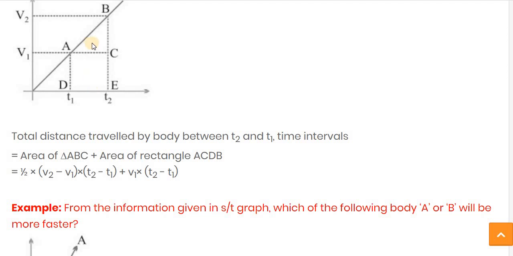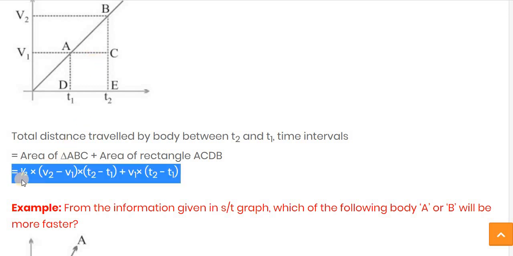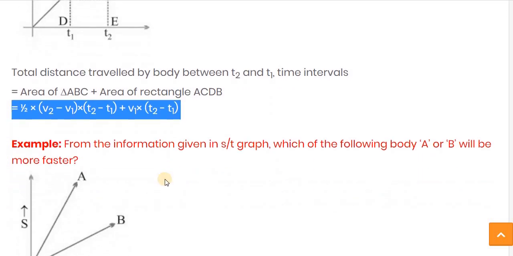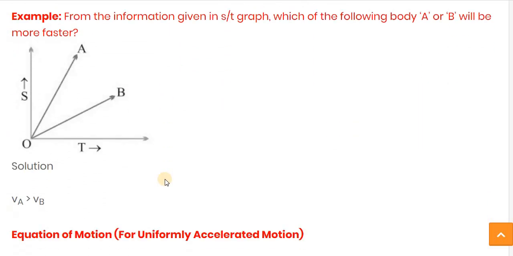So the area of the triangle plus the area of the rectangle. The area of the triangle is 1/2 into base into perpendicular, and for the rectangle it is length into breadth. So we finally get this equation: half into (V2 minus V1) into (T2 minus T1) plus V1 into (T2 minus T1). Now let's understand it well with an example.